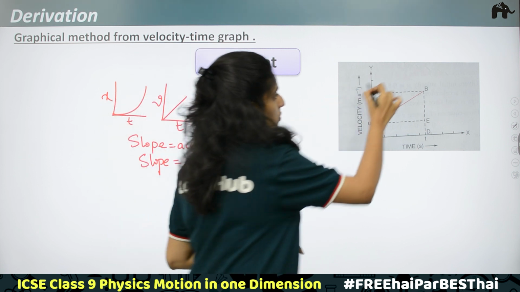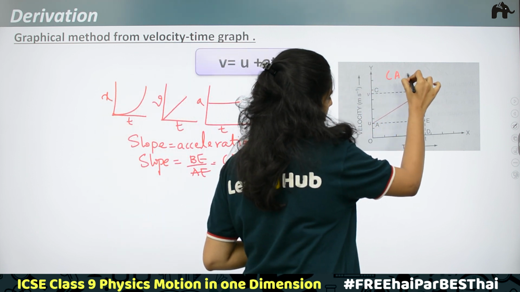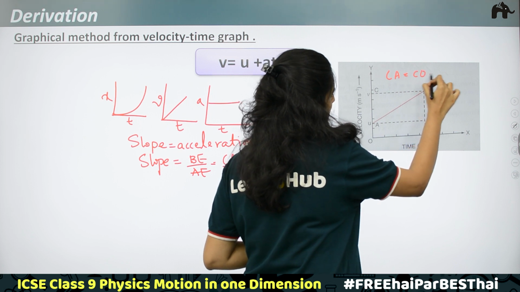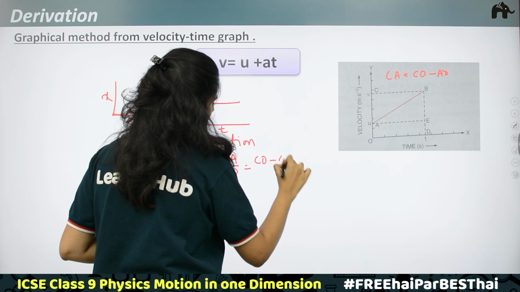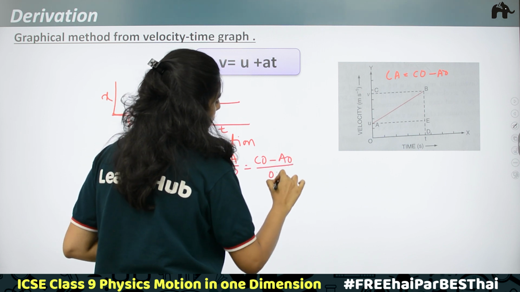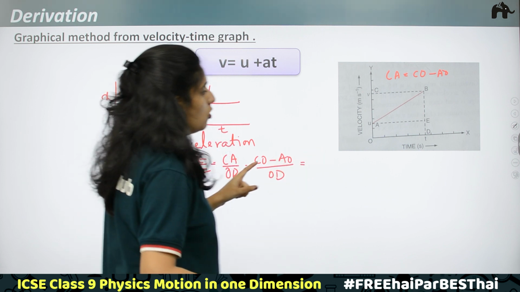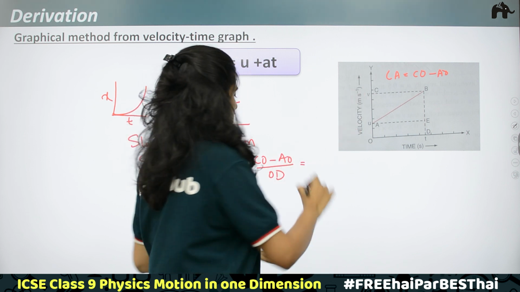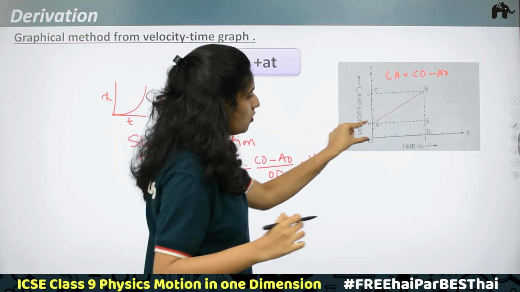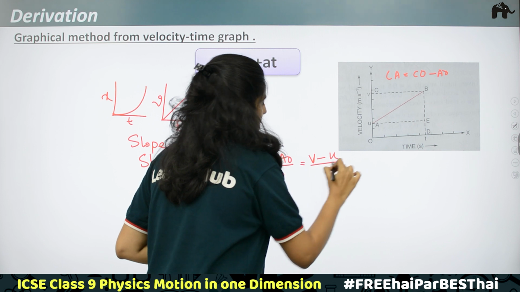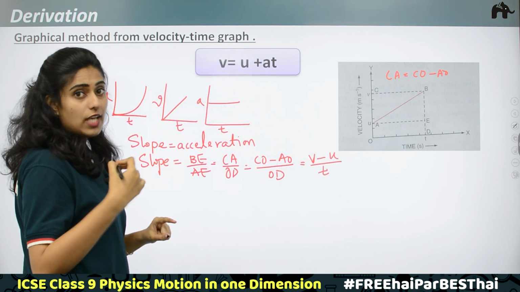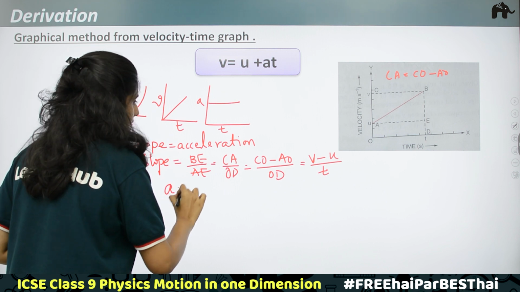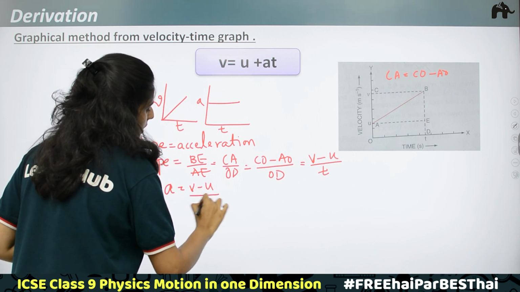CA will be equal to CO minus AO. Okay. That is CO minus AO divided by OD. Okay. What is CO? Final velocity V minus AO is initial velocity U, and OD is the time T. Okay. Therefore, slope will give you the acceleration. Acceleration A is equal to V minus U divided by T.